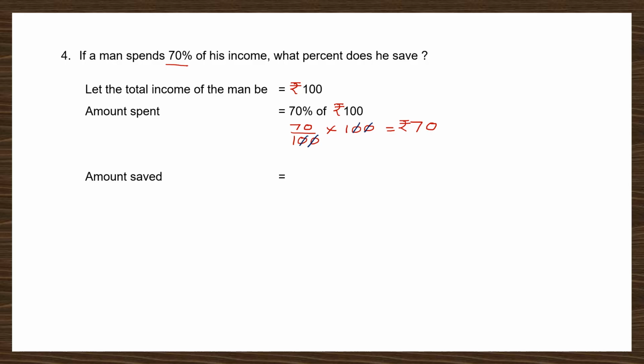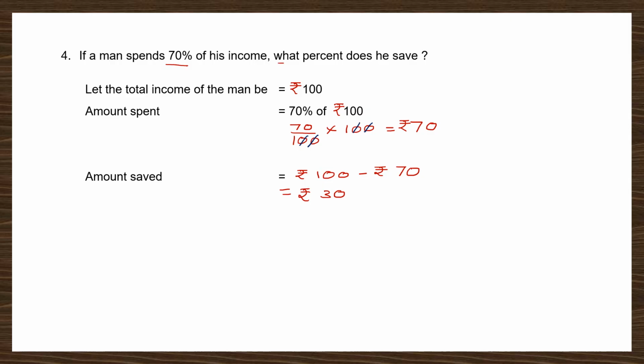That means we should take the initial amount, the income that he had, that is 100 rupees, and then minus 70 rupees from it, and we will get the amount that he saved. So 100 minus 70 is 30 rupees. So he saved 30 rupees. So we assume the total income to be 100 rupees. We found out how much he spent, and from that we found out how much he saved.